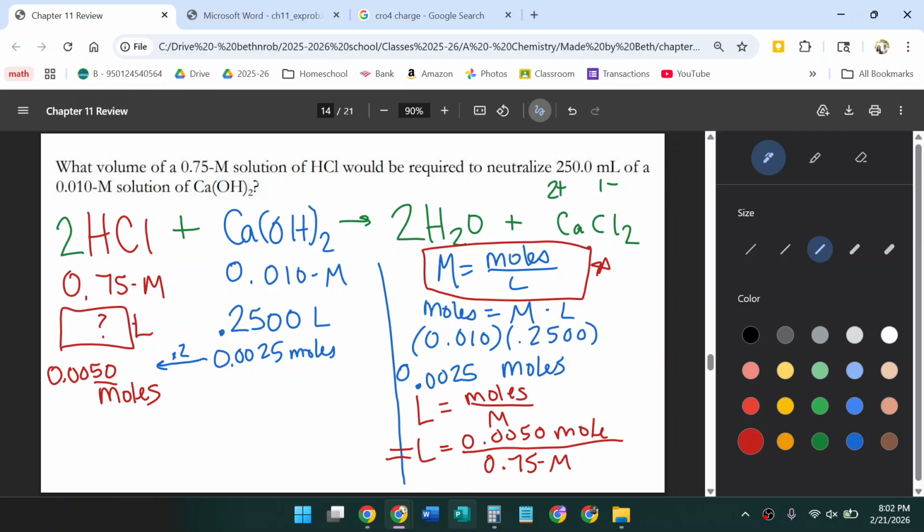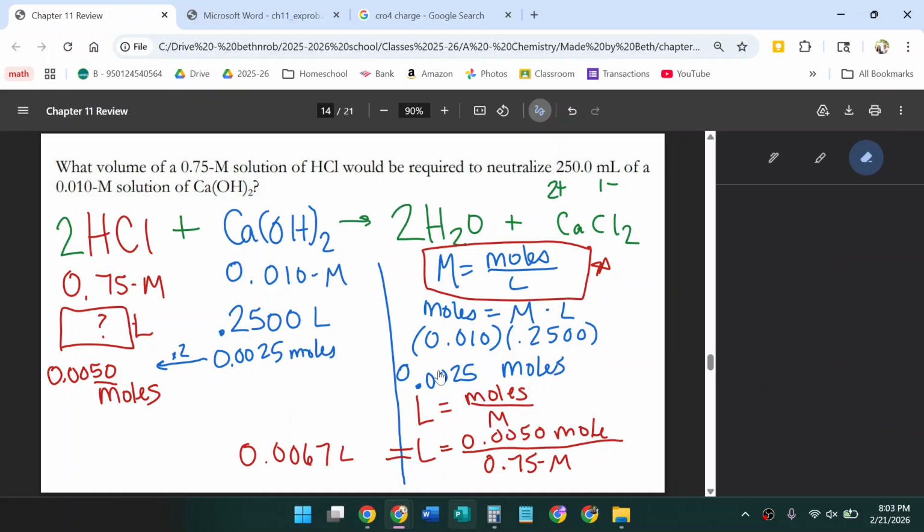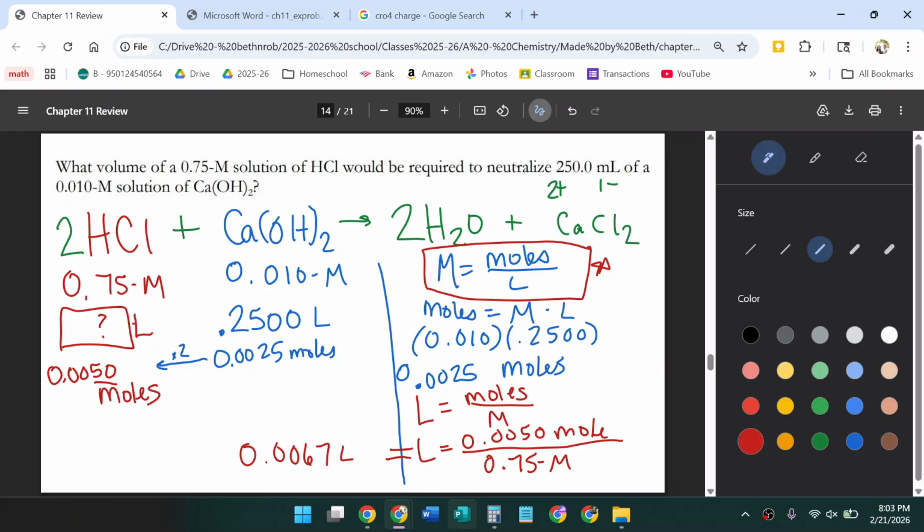And when I do that, I get 0.0067 liters. Let me leave the question mark there so you can see what I have. So this will be my answer. You could also change this back to milliliters by saying 6.7 milliliters. That would also be okay. Those are the same thing.